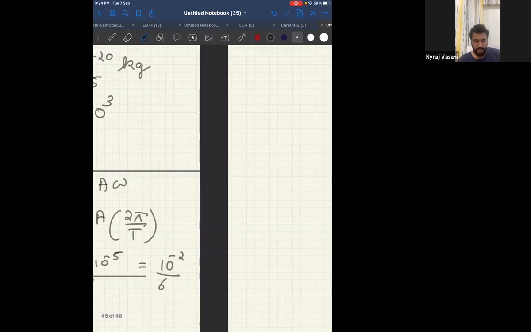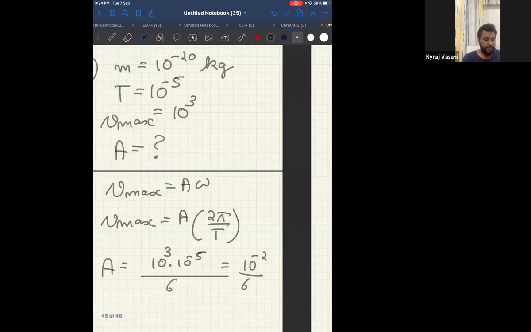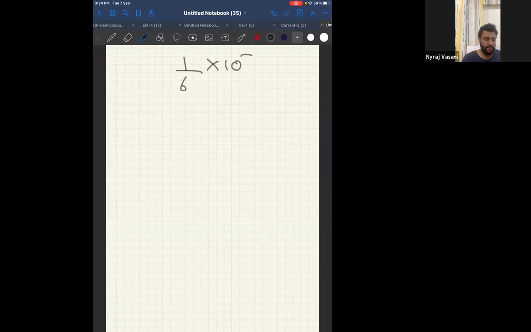Now you got 1 by 6 into 10 power minus 2. Everyone agreed with this much till now? What we got? 1 by 6. Again, 1 by 6 is an approximation. Actually, it's not 6, it is 6 point something, but we'll take it as 1.6.